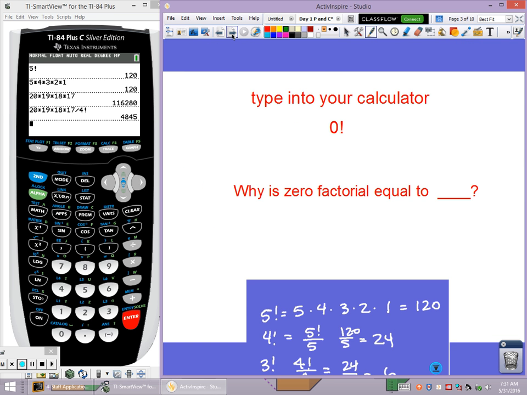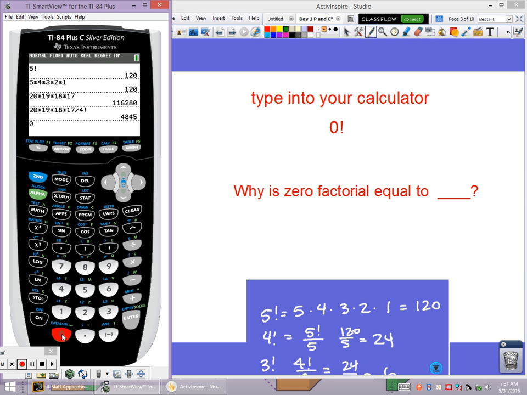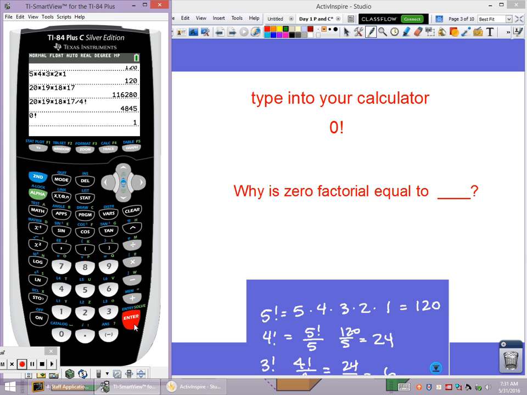Okay, another really important fact. I want you to type into your calculator 0 factorial and see what happens. Oh, like guess, what do you think 0 factorial would be? A lot of people guess it'd be 0. All right, but why is 0 factorial actually equal to this? Hopefully you've already done it. Okay, 0, math, probability, 4, enter. What? 0 factorial is equal to 1?